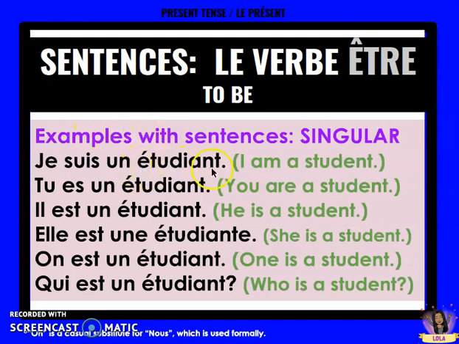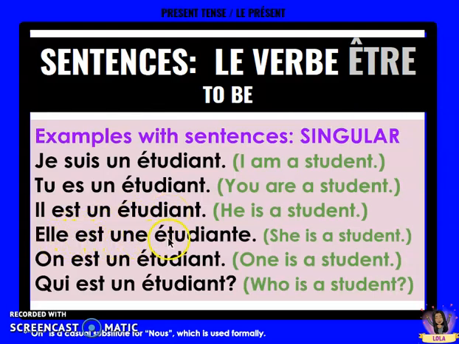By the way, étudiant means student. You can see over here in green that I have everything translated into English for your convenience. Here we go. Je suis un étudiant. Tu es un étudiant. Il est un étudiant.